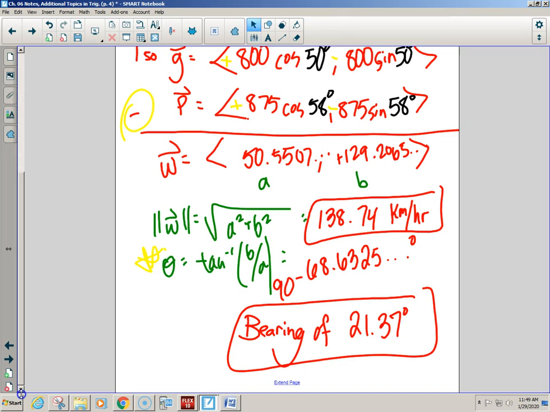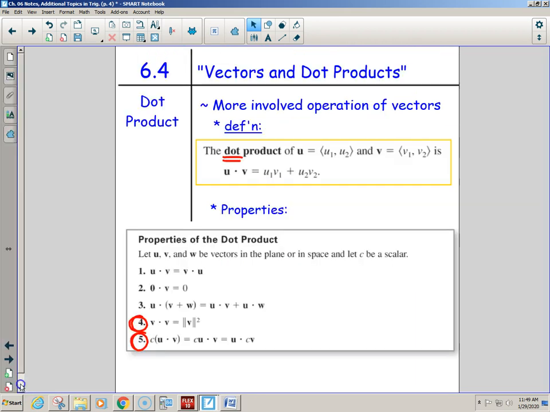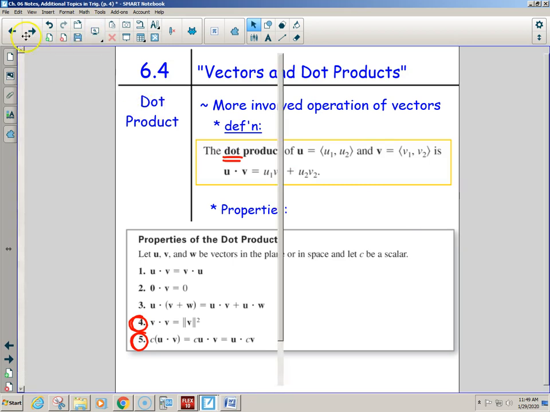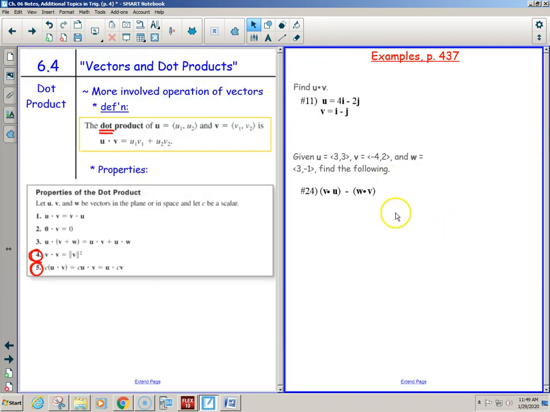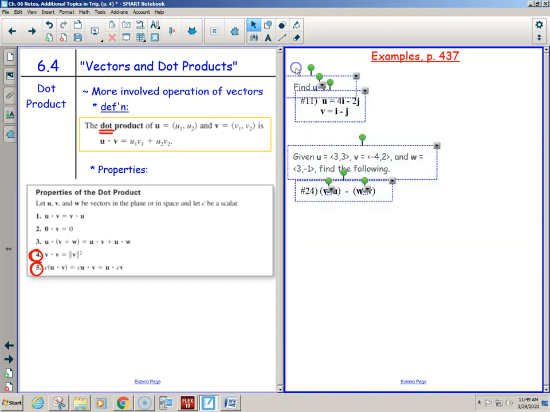1.4 dot products. You guys have this all written down? We have this formula of a dot product. Let's go ahead and see if we can figure out how to use it. Because using it is not all that bad. Applying it can get tricky.